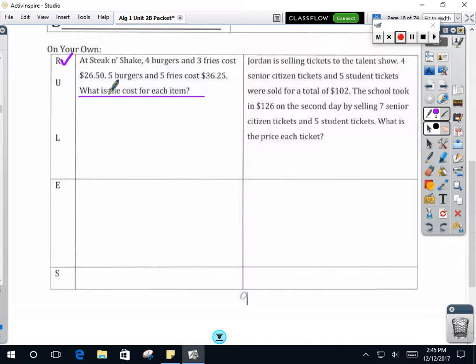So, now we're about to change up things a little bit. What are the unknowns here? How much each burger is, and how much each fry is. We're no longer going to use X and Y. We're going to use B for burgers and F for fries.